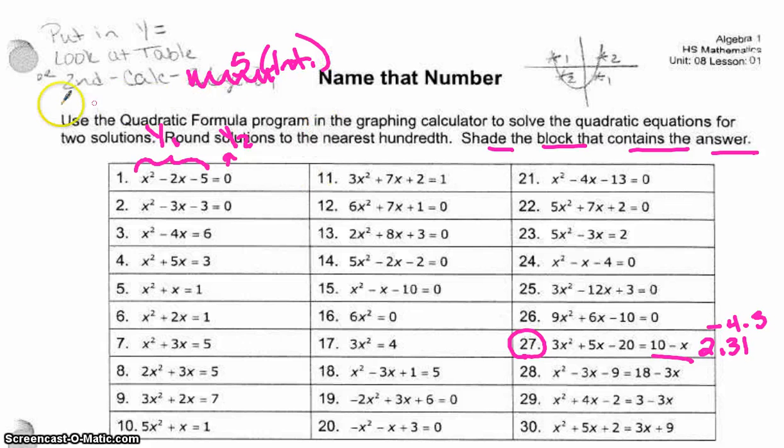Enter, enter, enter. You have to do this 2 times so that you can find both of your answers. If you have questions, call me over.